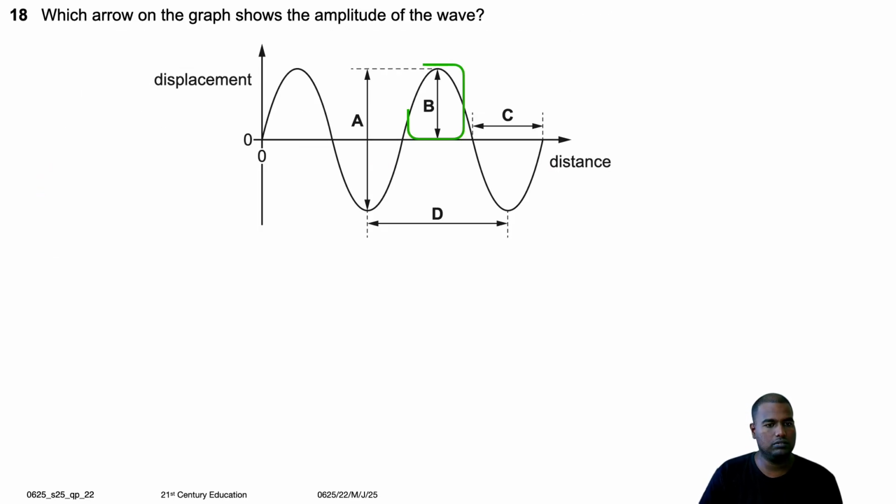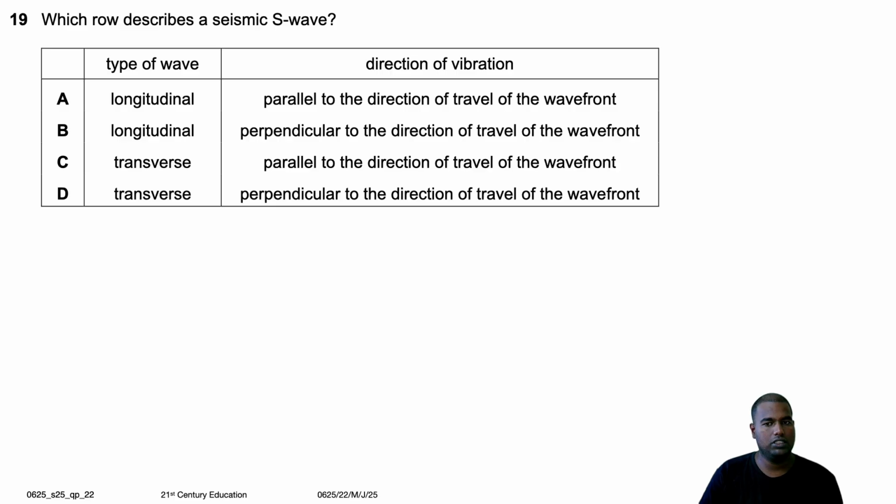B is amplitude. Seismic S wave is a transverse wave, perpendicular to the direction of travel.